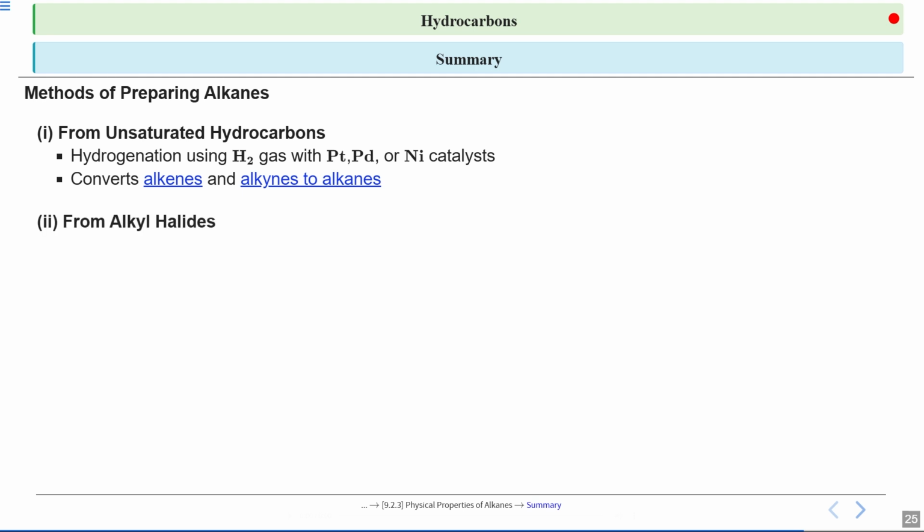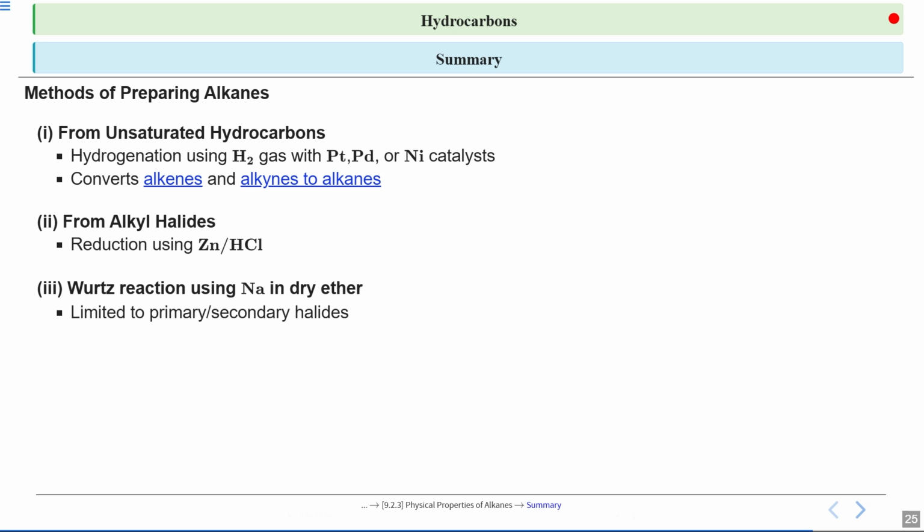Next is from alkyl halides. Here also we can do the reduction using zinc in the presence of an acid like HCl. Next, we have Wurtz reaction. It is used again for alkyl halides, and this reaction occurs in the presence of dry ether with sodium. This reaction has a limitation. It is only applicable to primary and secondary halides and not to tertiary ones, because tertiary can undergo elimination.